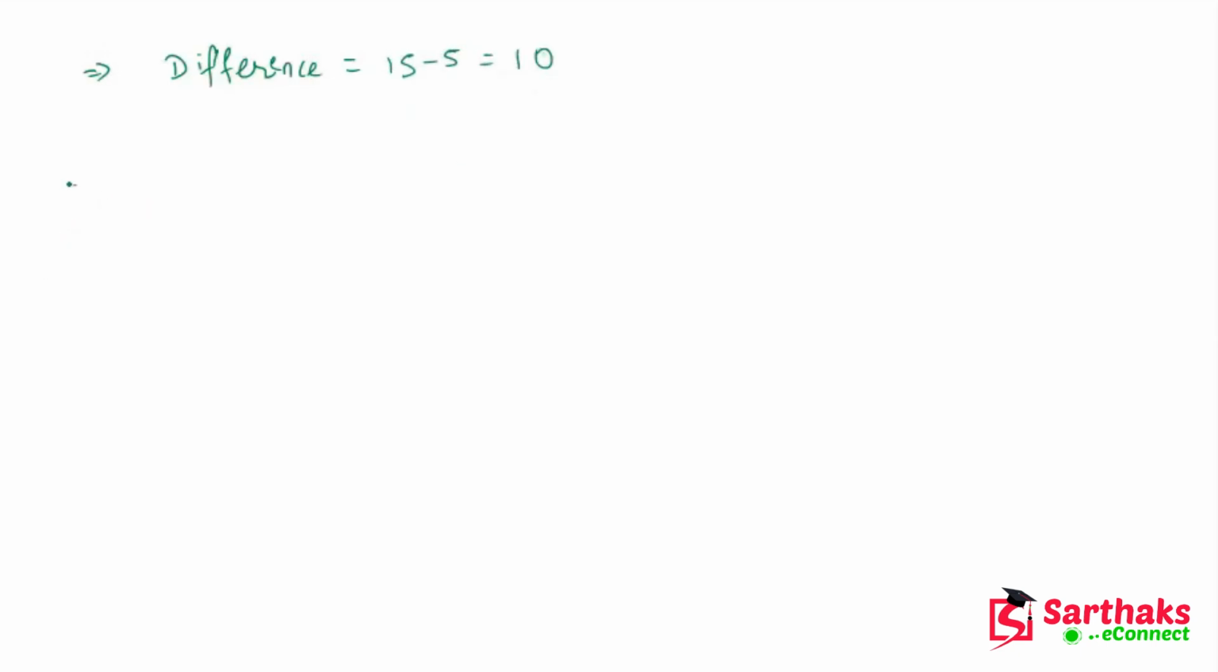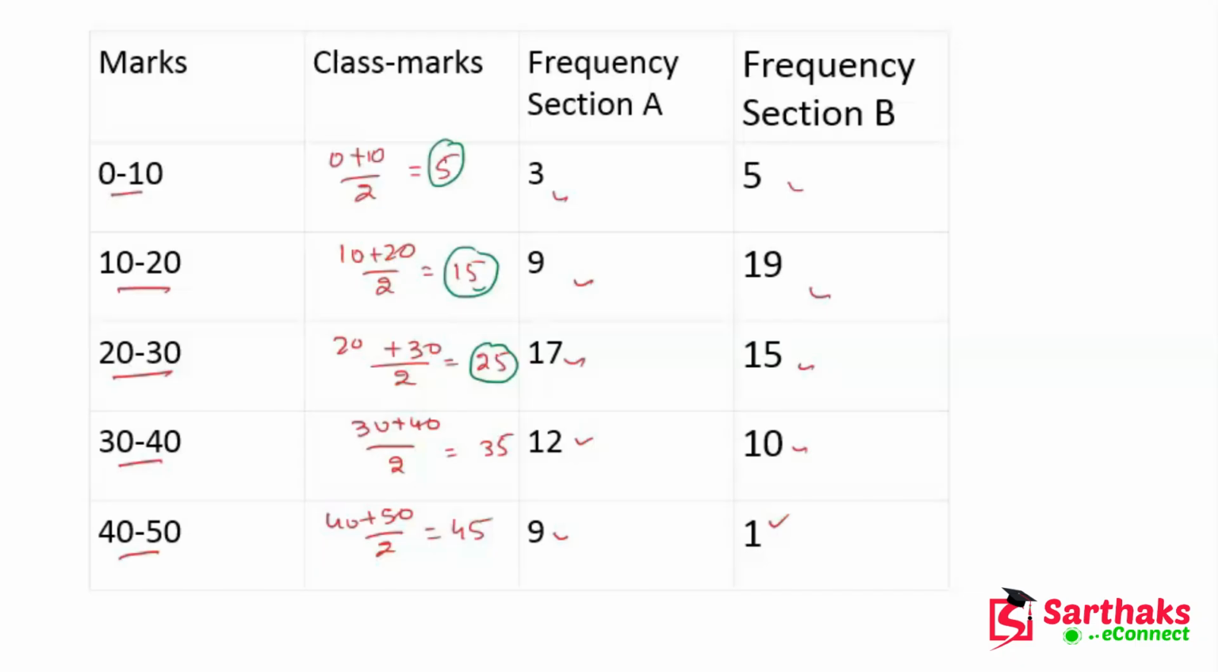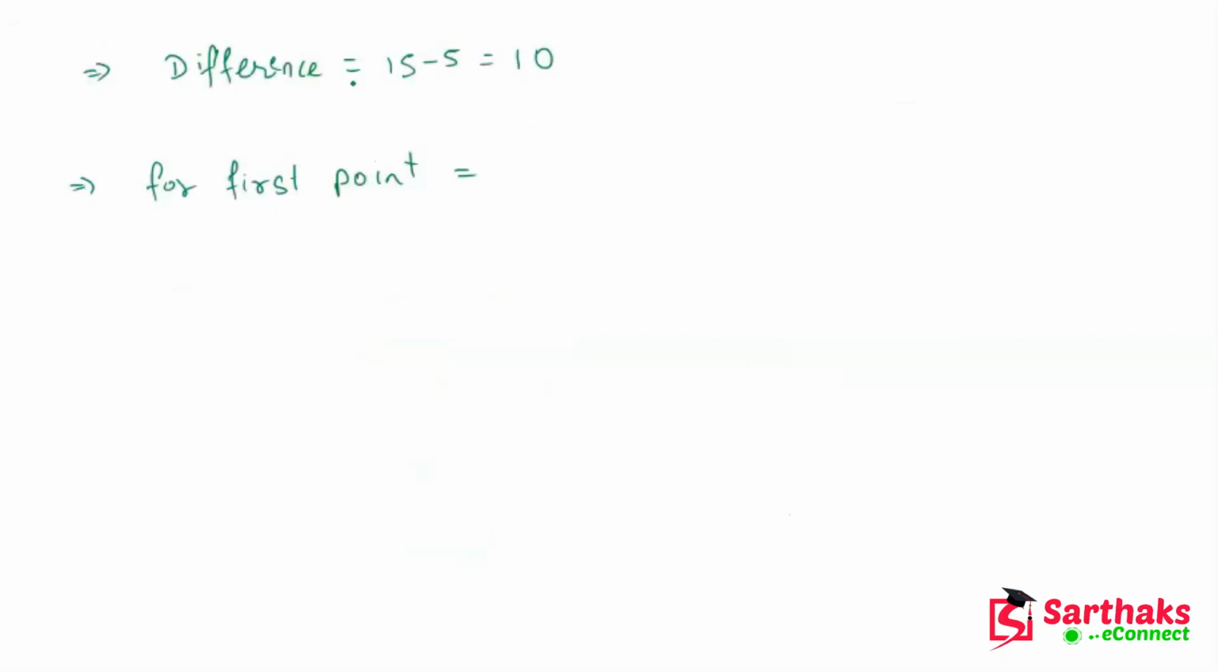Now for finding the first point, we have to subtract 10 from the minimum class mark. What is the minimum? This is 5. So here we can write 5 minus 10 will be minus 5.